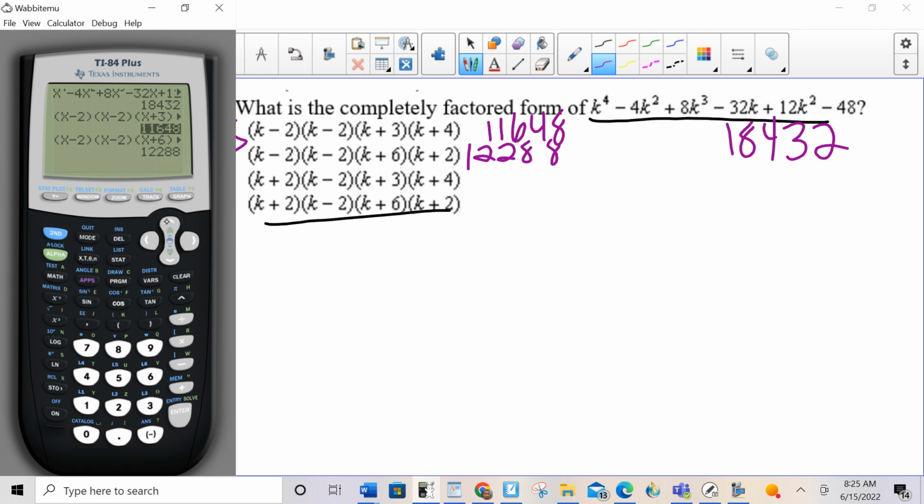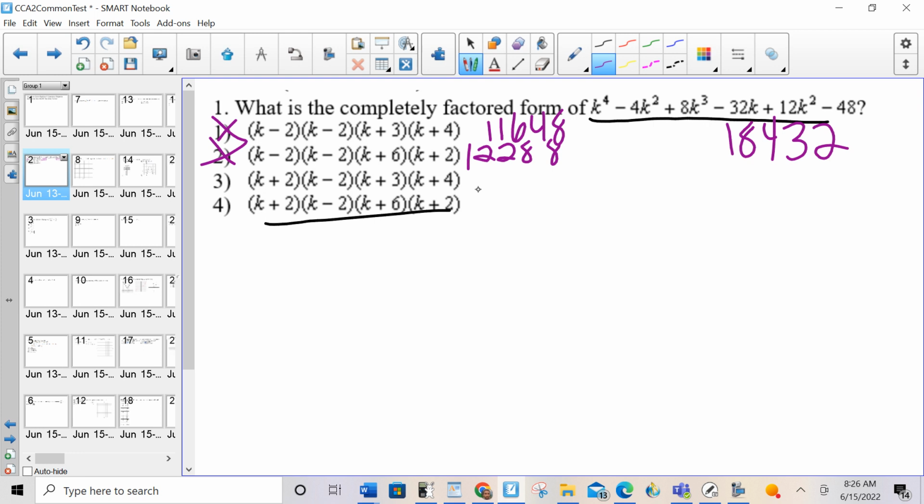I'm going to copy and paste the first one since that was more similar. It's just x plus 2 instead of x minus 2. So I'm going to tab back and change that one up. 17,472.